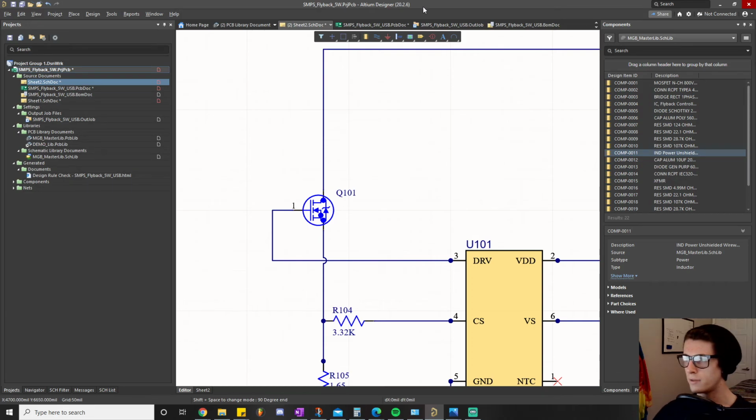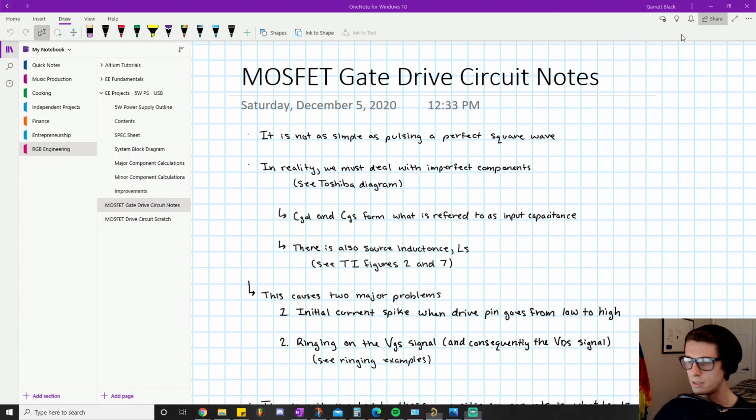So the first thing I want to do is go take a look at these notes. Like I said, it's not as simple as pulsing a perfect square wave, right? We just explained that. In reality, we have to deal with imperfect components. That's the major reason this problem exists, just because MOSFETs aren't perfect. Who is perfect? Nobody's perfect. We shouldn't expect our MOSFETs to be perfect.